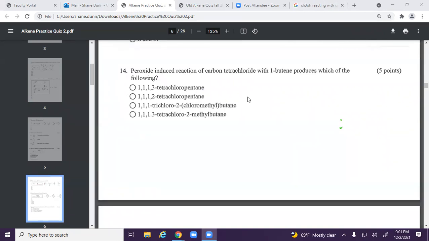Peroxide-induced reaction of carbon tetrachloride with 1-butene produces the following molecule. Okay. Carbon tetrachloride with butene. So 1, 2, 3, 4, 1. Good. So we're using peroxide, so peroxide tells us anti-Markovnikov. So positive charge here, negative charge is going to be here.